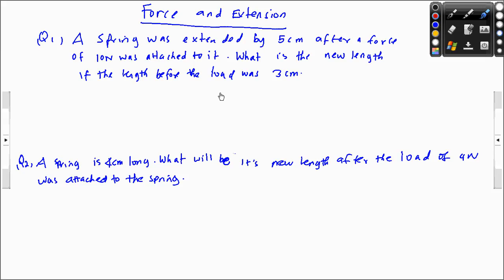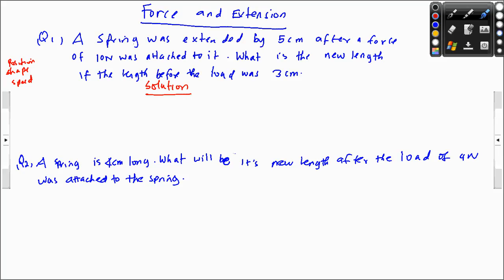Today we'll be looking at force and extension. We all know what force is. We said force is something that creates a kind of change to either the shape, speed, or the position of an object. But now in this case, the force is used for something else.